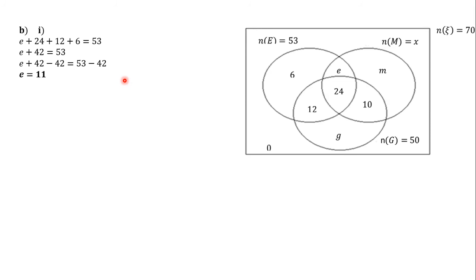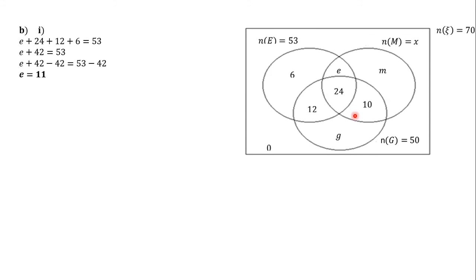Now, if E is 11, do we end the working there? No. Let's consider M. To get M, we'll find it difficult. Why? Because if you get E, which is 11, and add it to the 24 and 10, you have to subtract it from the X, and the rest is not there. So it means let's find G. After getting G, we'll add all the regions and take it from 70 to get M. I hope you are following the idea. So let's go through the steps of getting G.